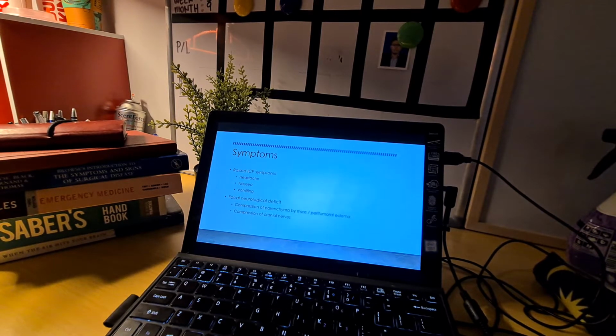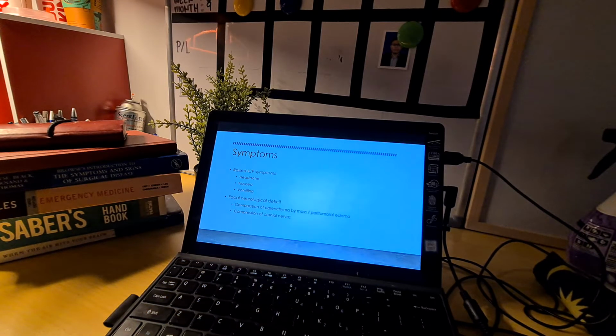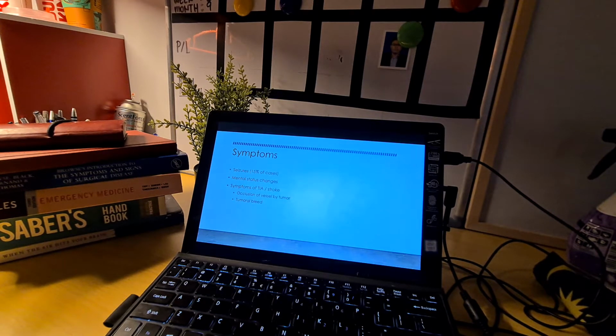So what are the symptoms when we suspect a cancer patient having brain metastasis? One of the symptoms is raised intracranial pressure symptoms like headache, nausea, and vomiting, and focal neurological deficit, which is caused by compression of the parenchyma by the mass, and also compression of the cranial nerves. And in 50% of the cases we have seizure.